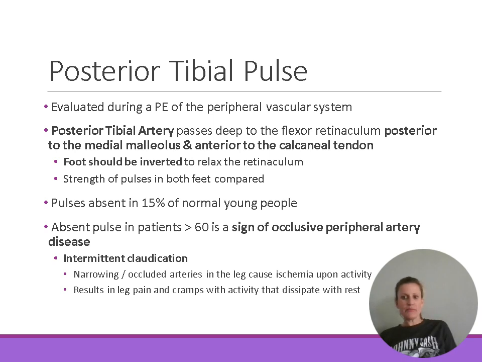The posterior tibial pulse is important when evaluating a patient for occlusive peripheral vascular disease, or evaluating the peripheral vascular system. The posterior tibial artery passes deep to the flexor retinaculum, posterior to the medial malleolus, and anterior to the calcaneal tendon. So the medial malleolus, remember, is that medial ankle bulge, the rounded process on the inside of the ankle.